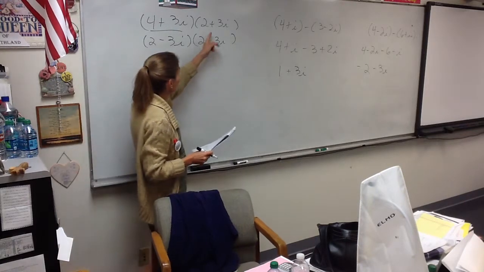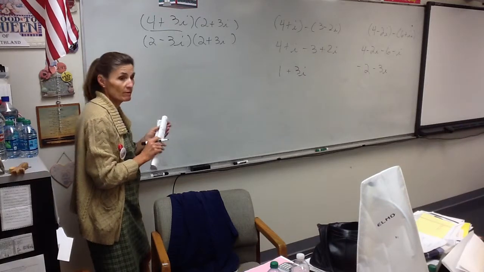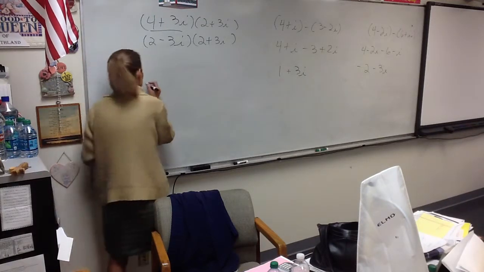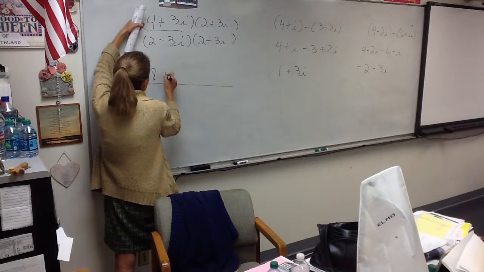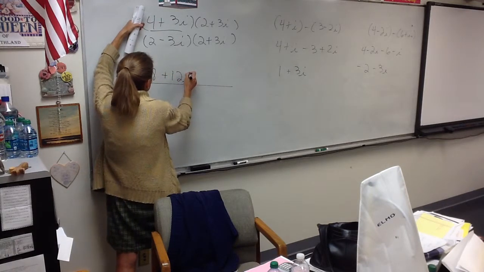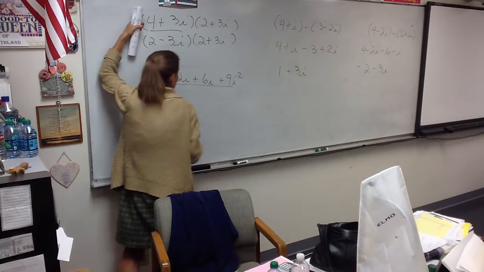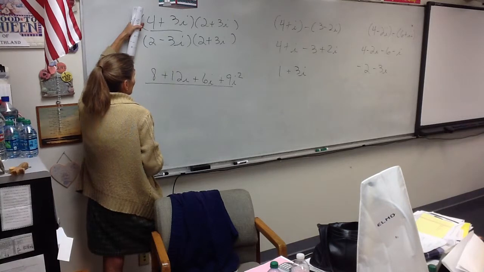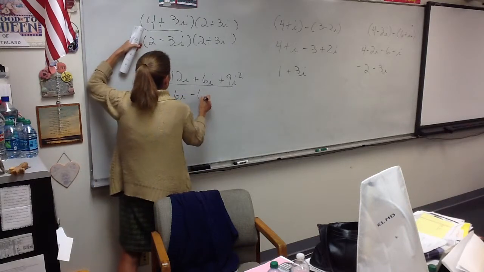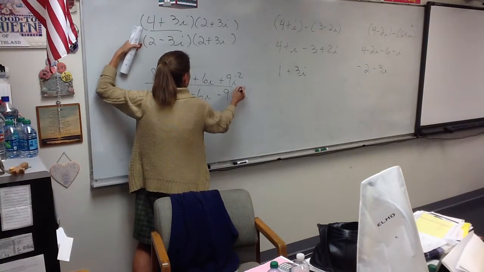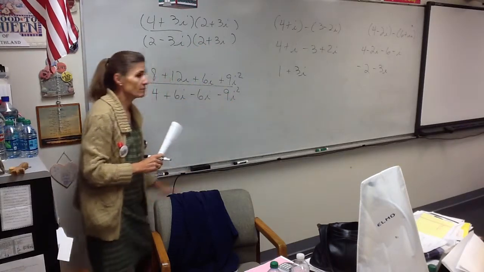So I multiply top and bottom by 2 plus 3i. Now I FOIL. So I've got all this foiling to do. Lots of foiling. So on the top, first, outside, inside, last. Bottom, first, outside, inside, last. Remember, negative 3i times positive 3i would be negative 9i squared.